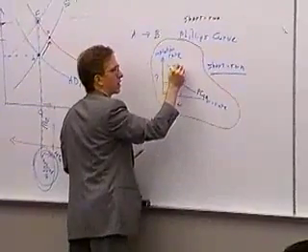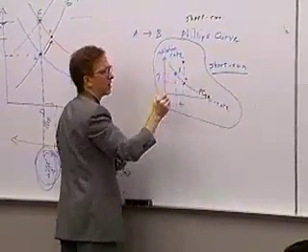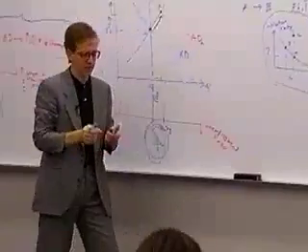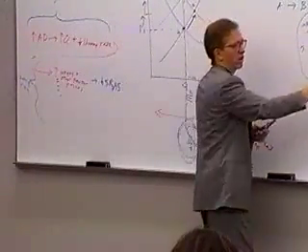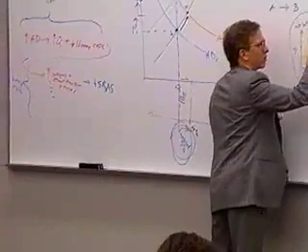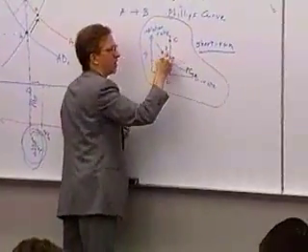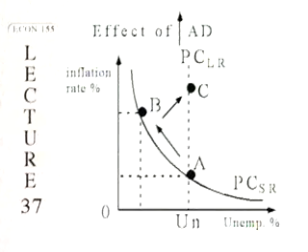Let's put our point C here. And so what I'm saying to you is in the long run, this was a short-run Phillips curve. In the long run, what's happened is we moved from point A to point C, a vertical shift. Here's the Phillips curve long run.